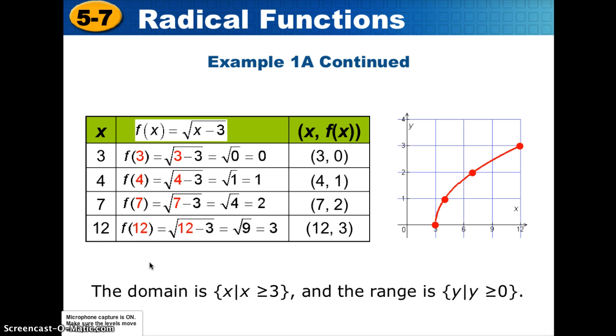Check the XY pairs that you ended up with. They should be the same as these, and check out your graph. Of course, depending on the scale, it might look a little bit different, but it has the same basic shape. And the domain is all numbers x that are greater than or equal to 3, and the range is all numbers y that are greater than or equal to 0. So we can't have a negative under the radical, so that's one of the constraints of this function.